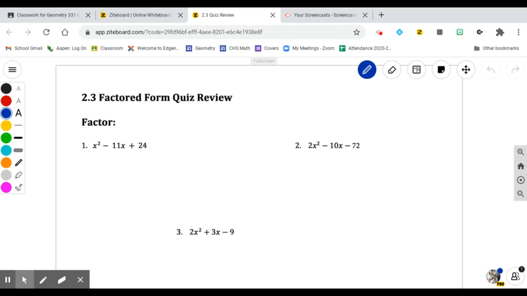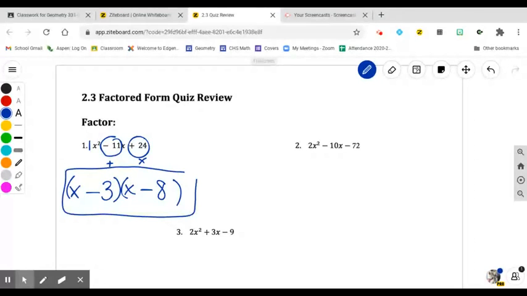So number one is a trinomial where a is 1. For something like this, you can simply think about the numbers that multiply to 24 and add to negative 11. Since we want them to multiply to a positive number and add to a negative number, that means that both of them are going to be negative. It's the only way to multiply to a positive and add to a negative. So you'd look on your factor chart for factors of 24 that would add to 11. It ends up being negative 3 and negative 8, because negative 3 times negative 8 is 24, and negative 3 plus negative 8 is negative 11. And since we were only asked to factor, that's it.